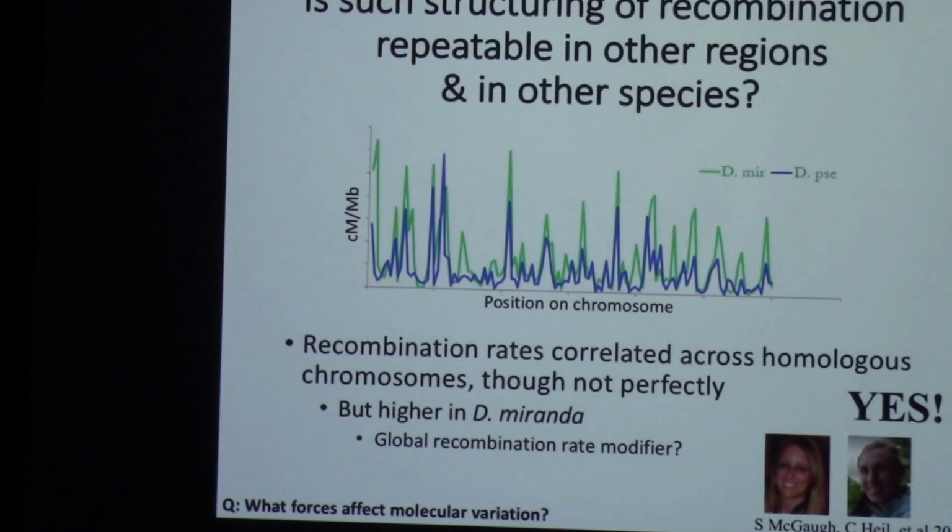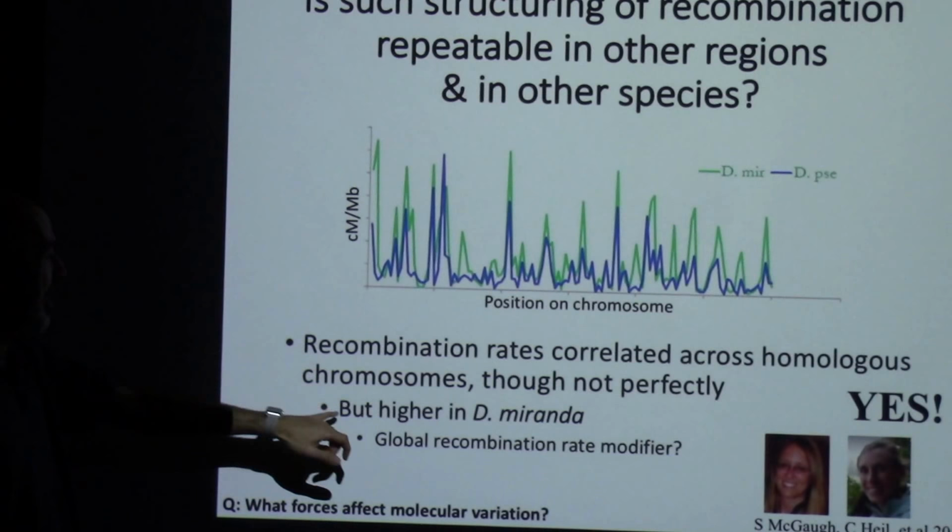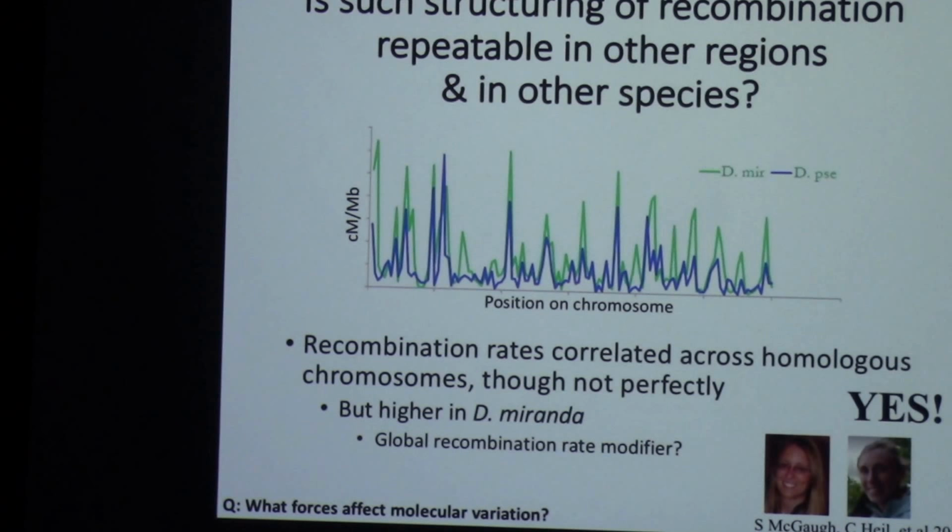Remember, these do not hybridize. Miranda is the outgroup species, not Persimilis. Generally speaking, it seems to be higher in Miranda, suggesting potentially some sort of global recombination rate modifier, maybe. But it's not something we explored further. So yes, there is fine-scale crossover rate variation in Drosophila.